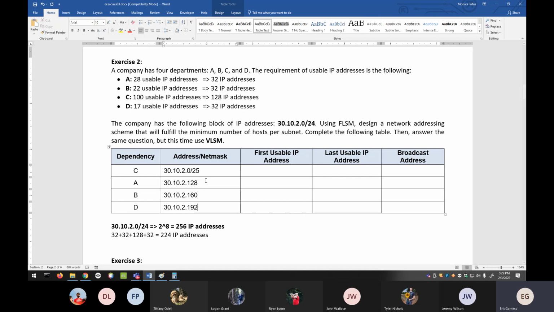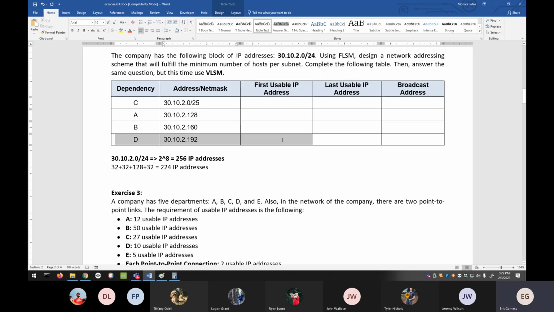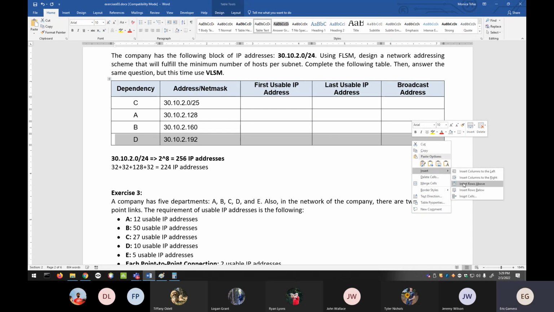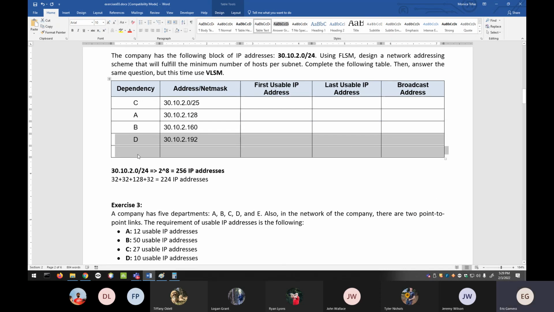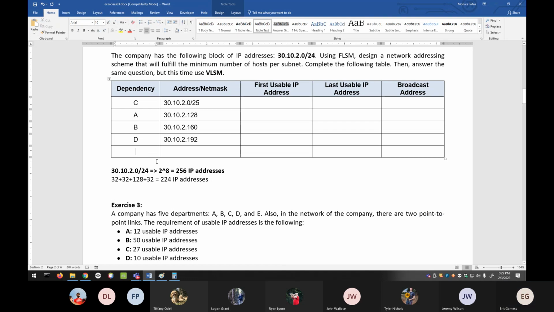Now let's suppose that we have one more network. We don't have it, but I'm just going to make it easy. Let's suppose that we have another network. Where will this network start? 224, why? Because the size of the network of D is 32. So 192 plus 32 will be 224.